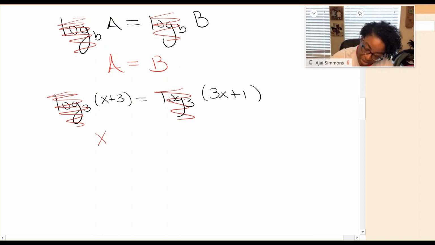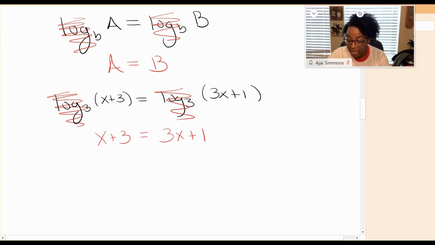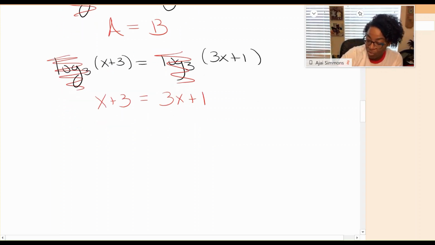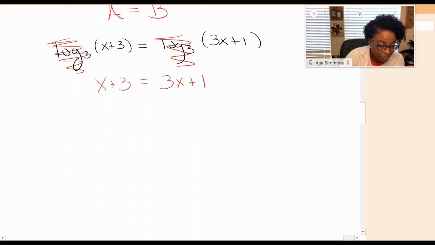And then this turns into a simple problem, right? x plus 3 equals 3x plus 1. Now I can solve for x on this problem, okay? I'm not going to finish this problem, but I'm trusting that you can go through and solve for x. I'm just getting you started with it. You would move the x over, you would move the 1 over, and you end up getting the answer.